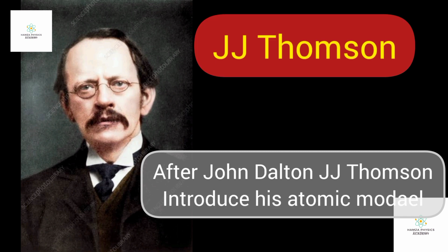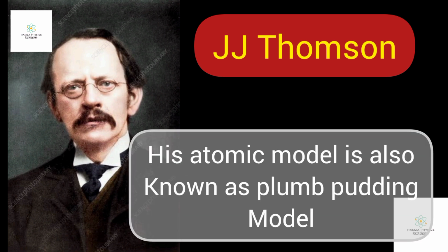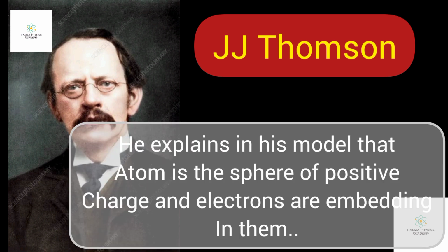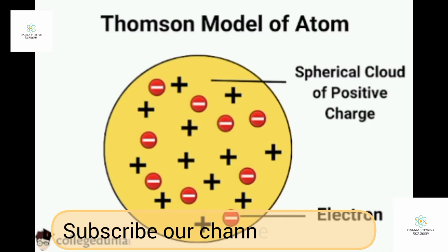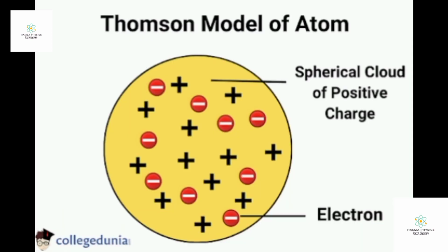After John Dalton, J. Thomson introduced his atomic model. His atomic model is also known as plum pudding model. He said that atom is the sphere of positive charges and electrons are embedded in them. Here is the Thomson's model of atom.